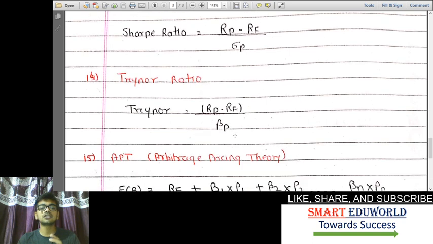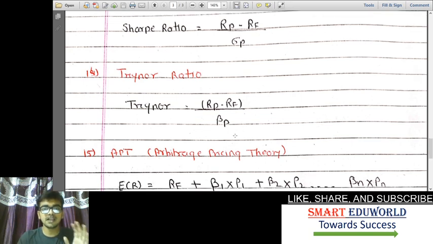Then the Treynor ratio is RP minus RF, return from portfolio minus risk free return, divided by beta P, beta of portfolio. So this is your Treynor ratio.